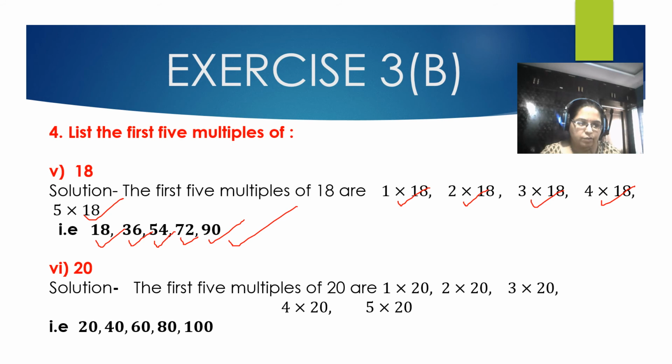Sixth part, 20. The first 5 multiples of 20 are 1 multiplied with 20, 2 multiplied with 20, 3 multiplied with 20, 4 multiplied with 20 and 5 multiplied with 20. 1 multiplied with 20 is 20, 2 multiplied with 20 is 40, 3 multiplied with 20 is 60, 4 multiplied with 20 is 80 and 5 multiplied with 20 is 100. So the first 5 multiples of 20 are 20, 40, 60, 80 and 100.